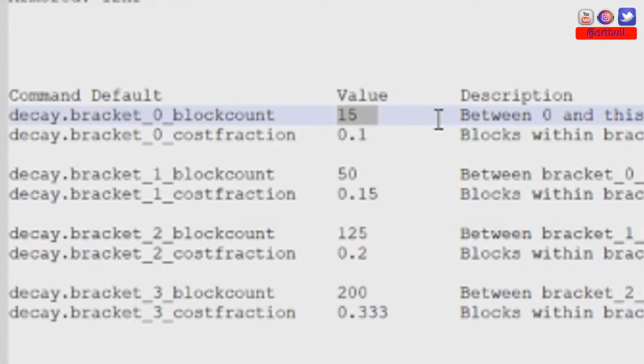So in bracket zero, anything from one block up to 15 blocks, the default decay rate or upkeep rate is 0.1 or 10% of your resources. So let me put this into real life terms for you. If you have, let's say you have a 1x1 base.